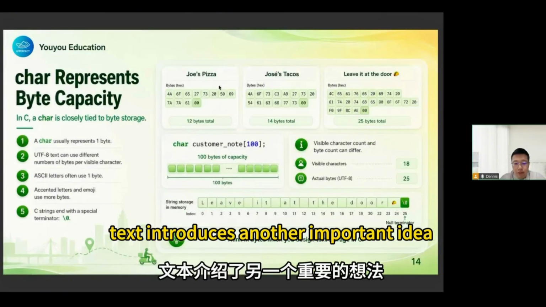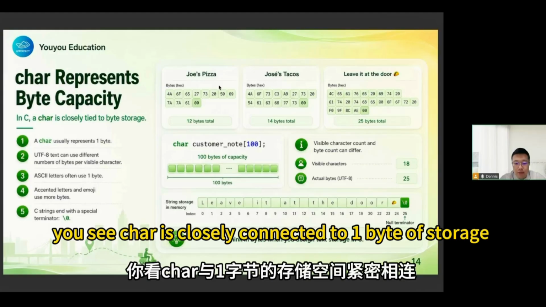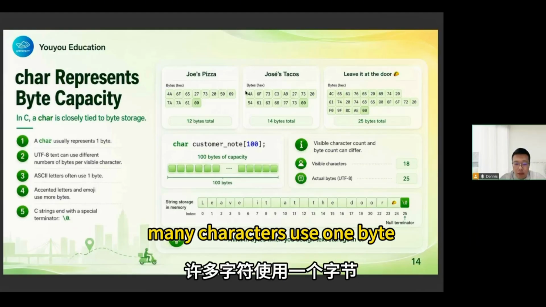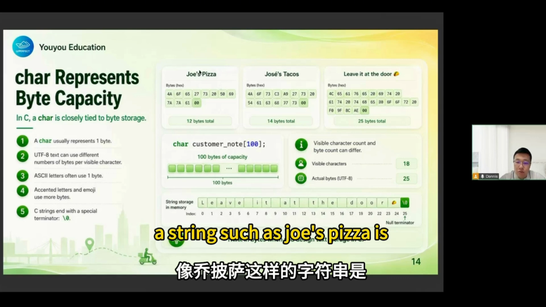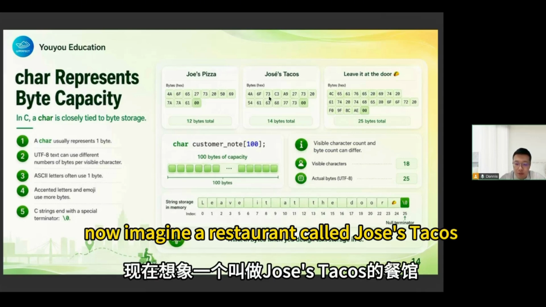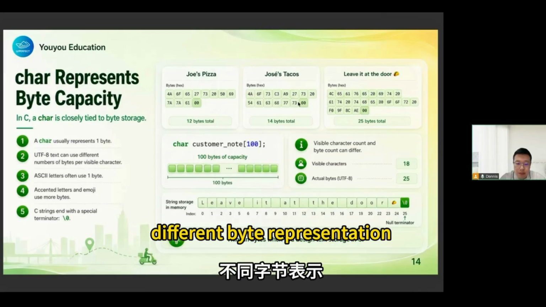That produces another important idea. You see, char is closely connected to 1 byte of storage. For basic English text in UTF-8, many characters use 1 byte. A string such as Joe's Pizza is therefore relatively simple. Now imagine a restaurant called Joe's Tacos, with an accented character. The accented character uses a different byte representation.